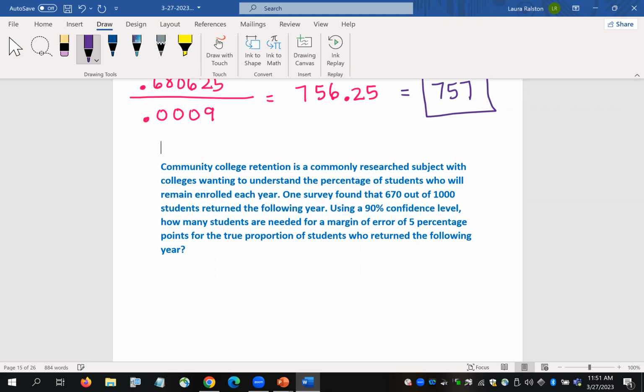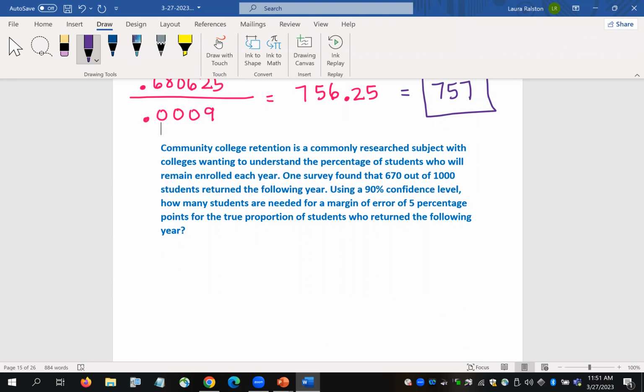Okay, so this problem says community college retention is a commonly researched subject, with colleges wanting to understand the percentage of students who will remain enrolled each year. One survey found that 670 out of 1,000 students returned the following year. Using a 90% confidence level, how many students are needed for a margin of error of 5 percentage points for the true proportion of students who returned the following year?